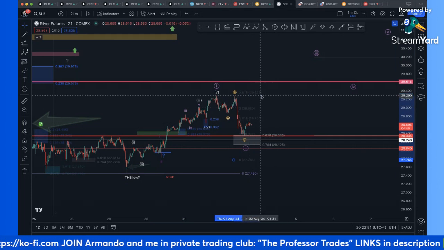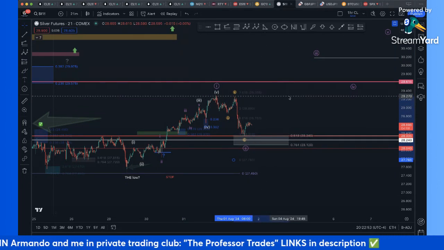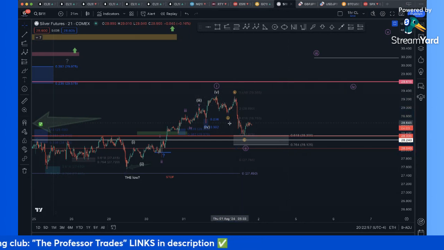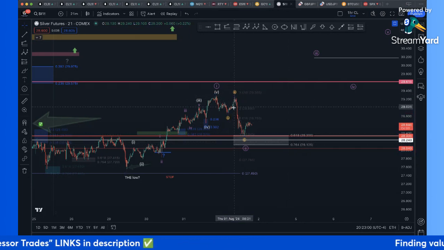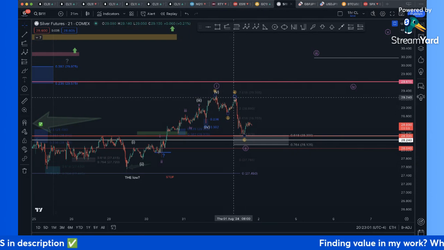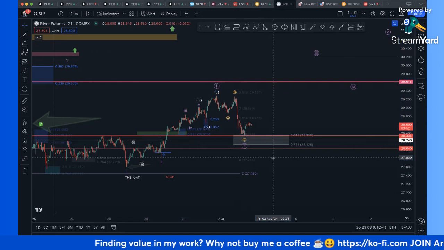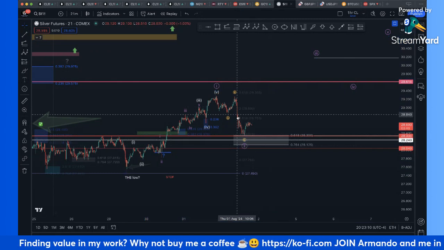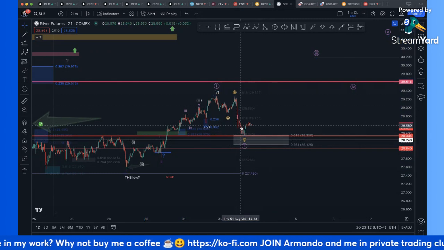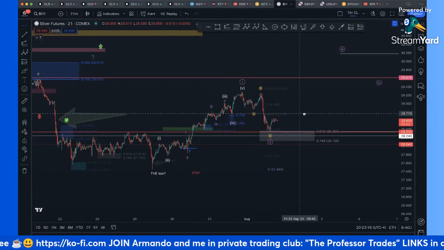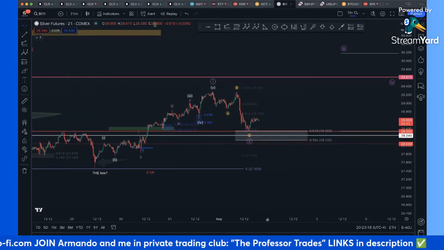So what I'm going to do is drag this over. 2929 is that high of the B wave. And this internally could very well be 1, 2, 3, 4, 5 down, which is what you want to see in a C wave. You want to see 5 waves. It is also possible that this is just 3 and this is a 4 and we're getting a 5, but I don't think so. Let me zoom in a little bit now.